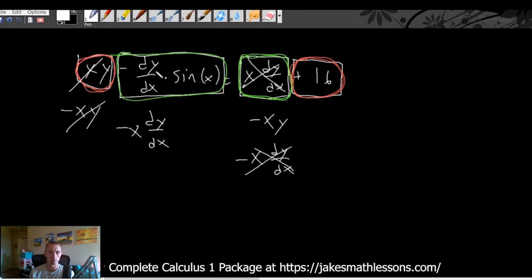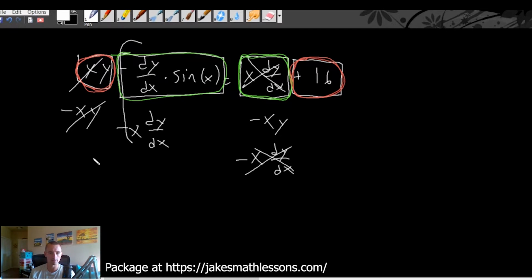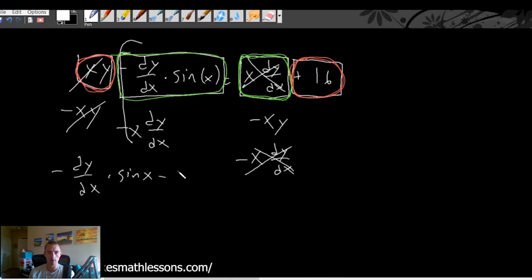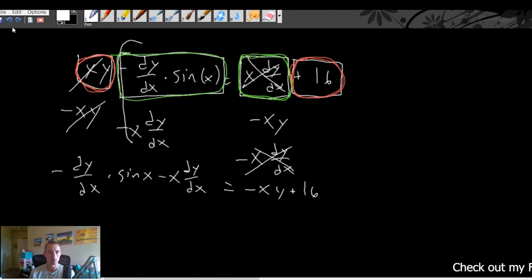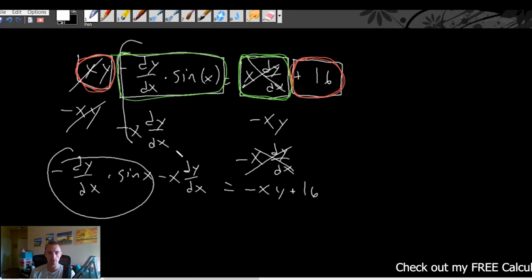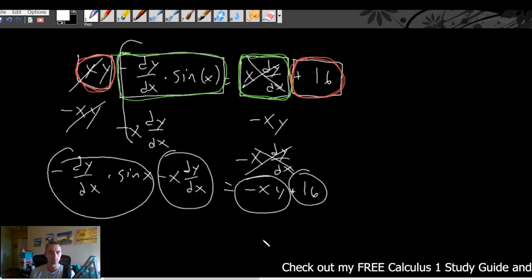And then we would have these two terms with a dy dx on our left side, so minus dy dx times sine of x minus x dy dx equals minus xy plus 16. So then you can see all of your dy dx terms are now on our left side of our equation, and all of our non-dy dx terms are all on the right side.